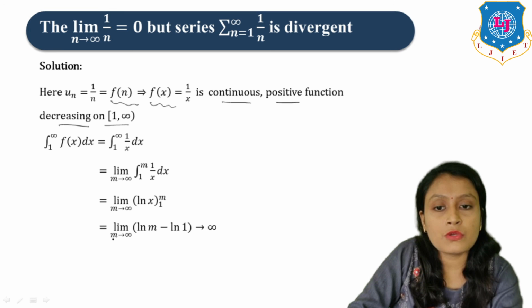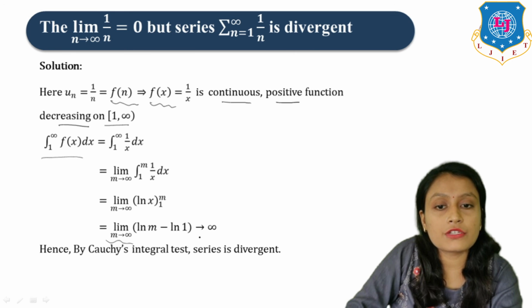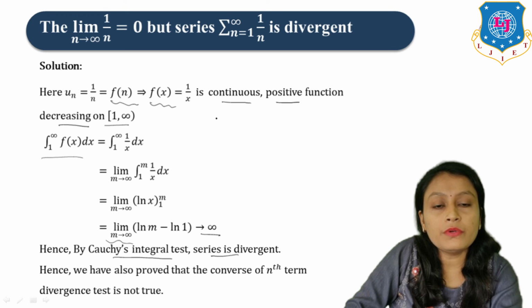Apply the limit, so you will get limit m tends to infinity, ln m minus ln 1, which tends to infinity as m tends to infinity. So the answer of this integration is infinite. So by Cauchy's integral test, what you can say is that the series is divergent. Now we have proved that the converse of the nth term divergence test is not true.